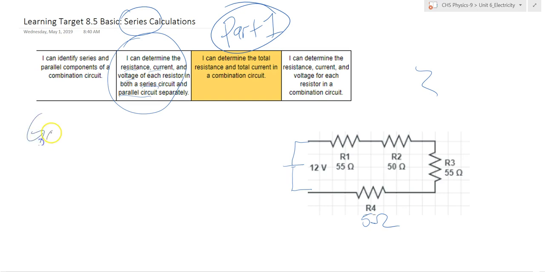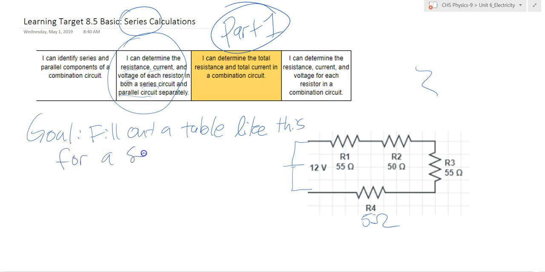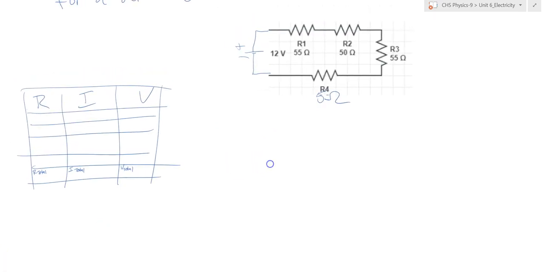So here's our goal for this video. I want you to be able to fill out a table like this. It's going to be for a series circuit. Okay, I'm going to show you the table now. This is what your table is going to look like, and we're going to do it for this circuit. But you should be able to do this for any series circuit. And you know this is a series circuit because it's all in a line.